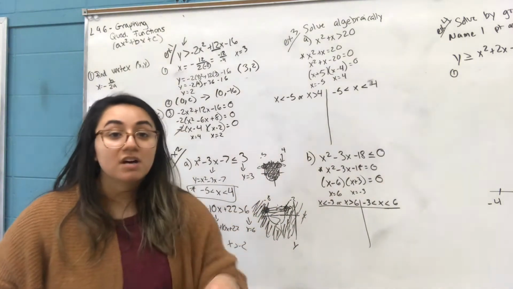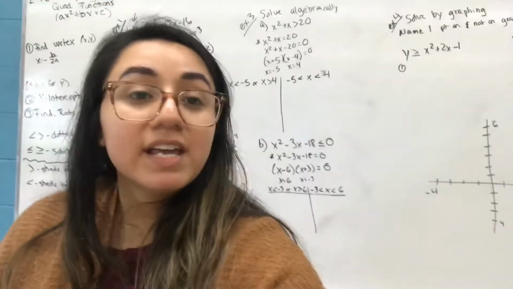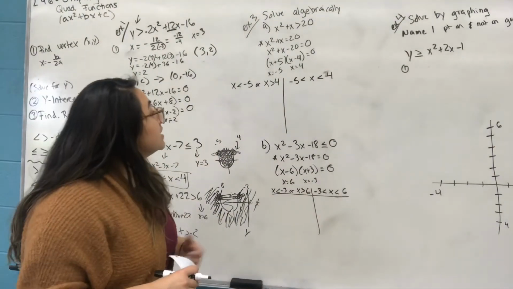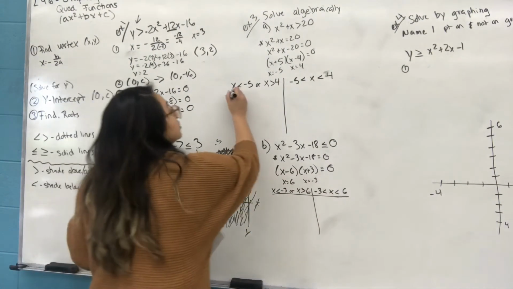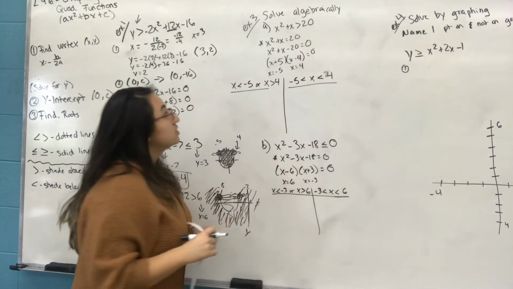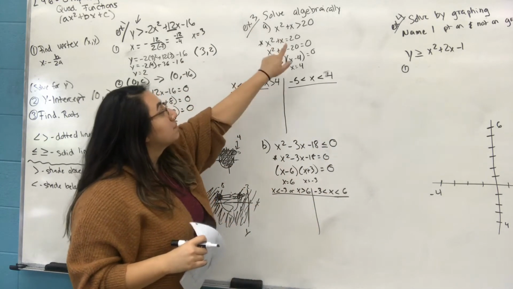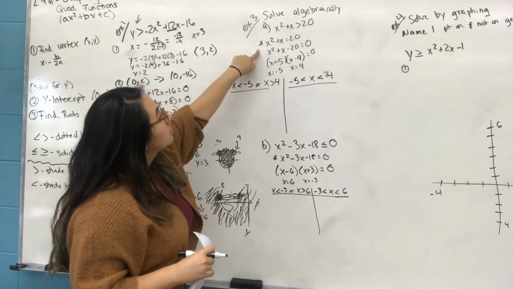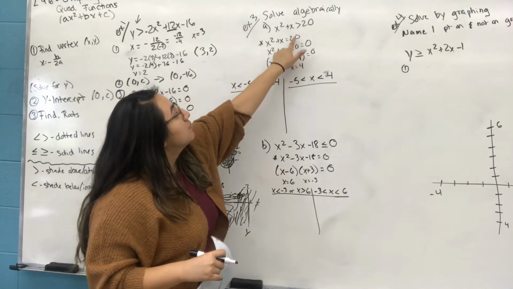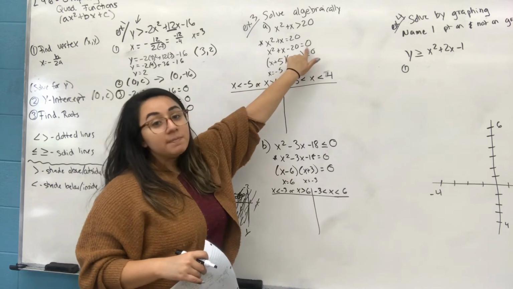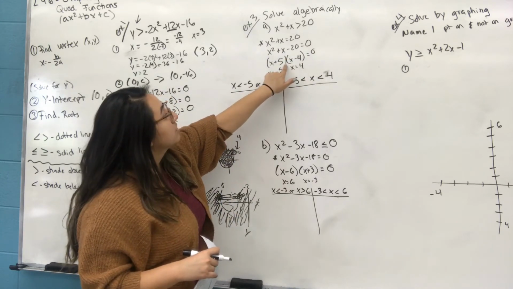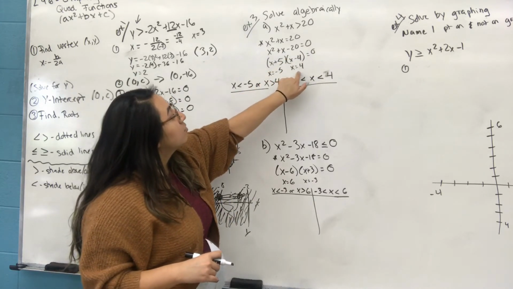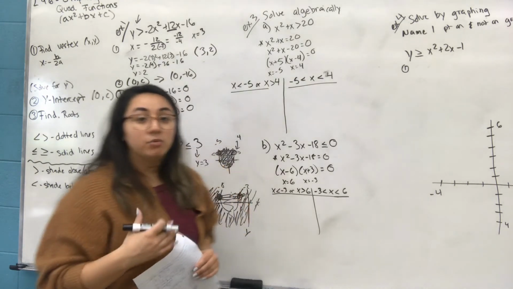The last step is solving it algebraically. Solving it algebraically means that you can solve for it by just focusing on these two things. So I have my equation, x squared plus x is greater than 20. I'm going to move it over. I have x squared plus x equals 20. I'm going to move the 20 over to set it equal to 0. I go ahead and factor the roots. I have -5 and 4. That means the graph hits at -5 and 4.